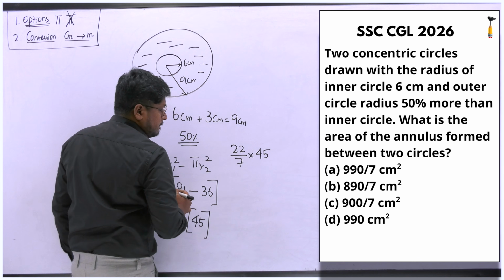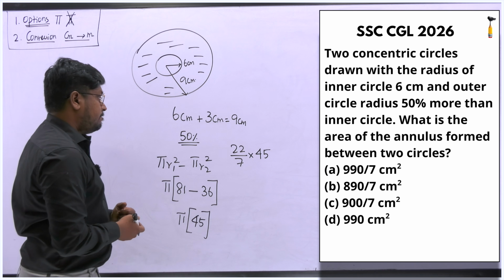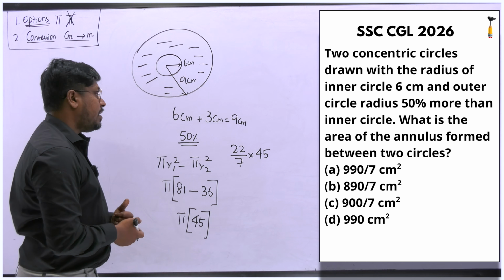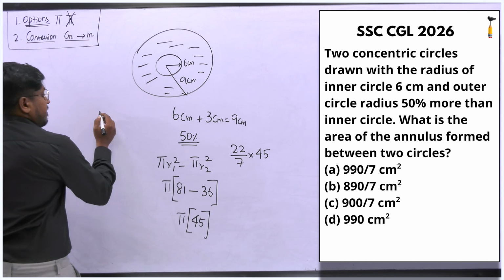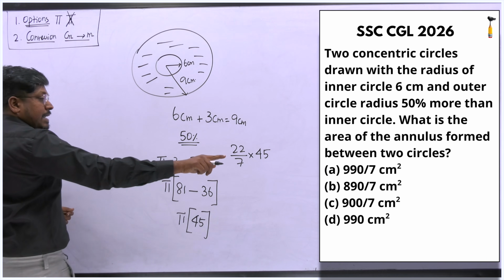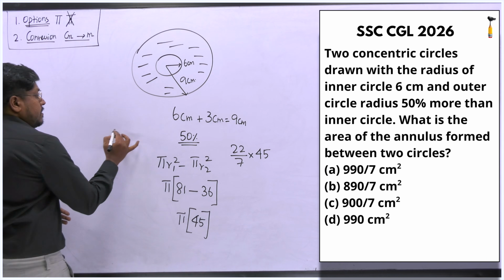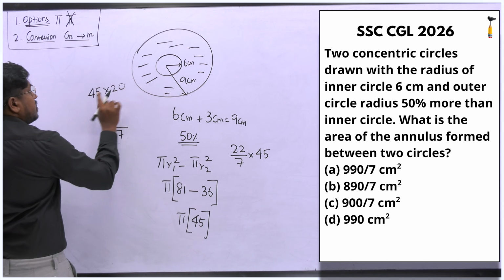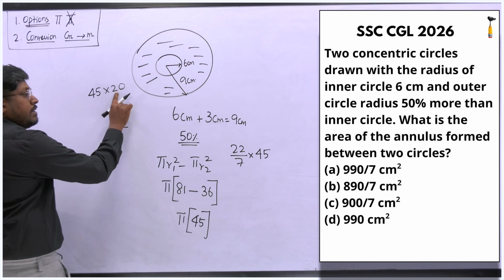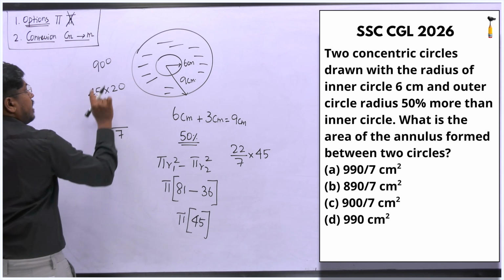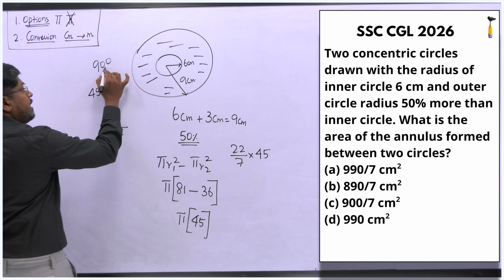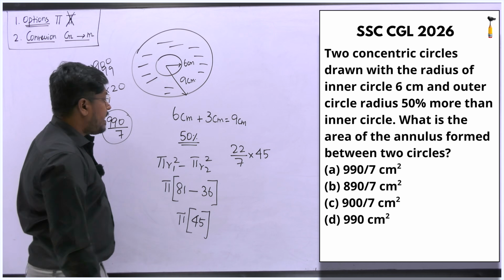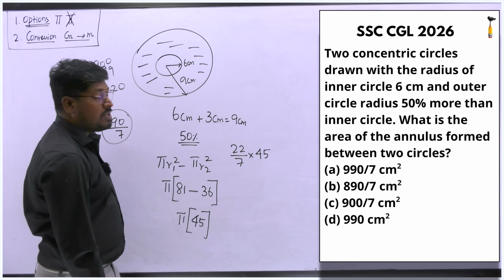I think there is no other way, we have to multiply 45 into 22, because the options are not in decimal value, they are in fraction. So the denominator we have is 7, and the numerator will be 45 into 22. So 45 into 2 will be 90, so 90 will be 900, and 45 into another 2 will be 990. So 990 by 7 will be the answer for this question.